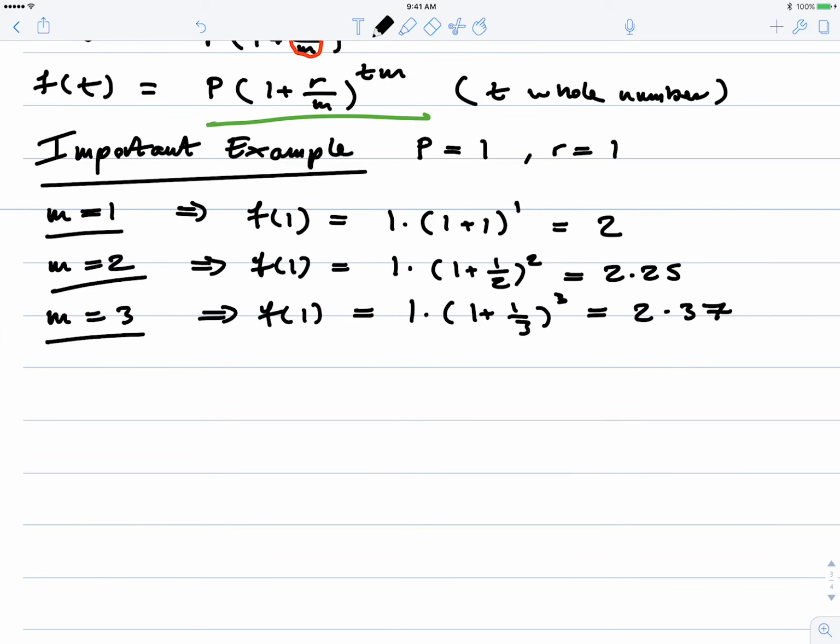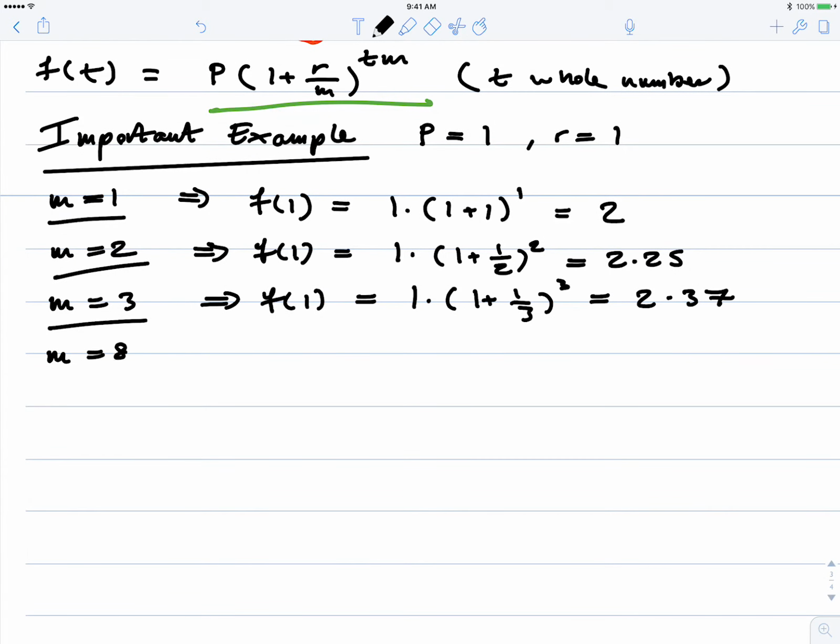So now let's jump a few terms. Let's do m is equal to 8. If m is equal to 8, at time 1, this is equal to 1 times (1 plus 1/8) to the 8. This is getting a bit of an awkward calculation. Turns out this is equal to 2.5658. Okay, so every time it's gone up. I think at this stage, one's instincts should be the following: as m increases, the amount of money in your account after a year is getting bigger.